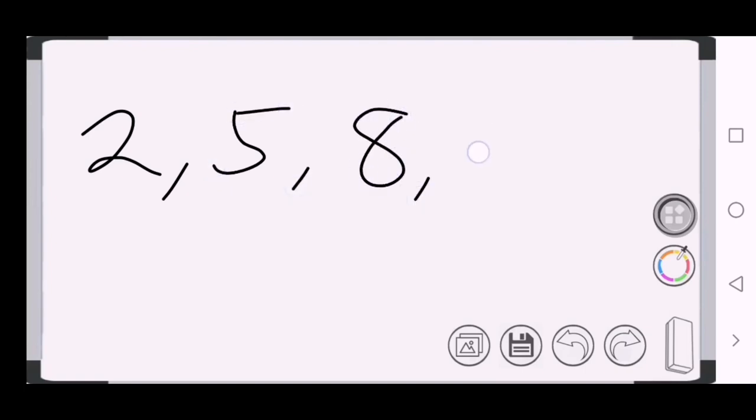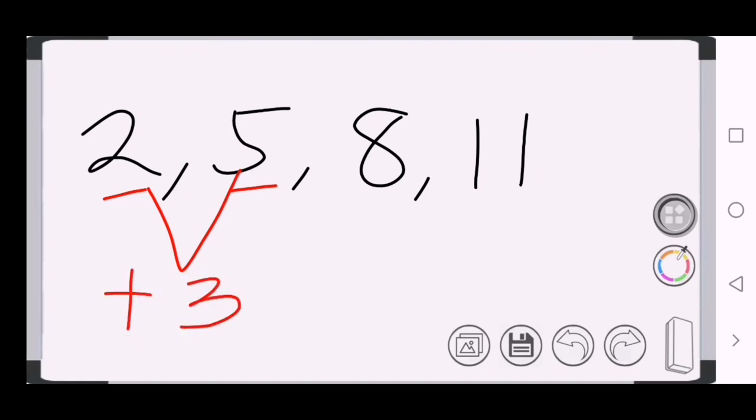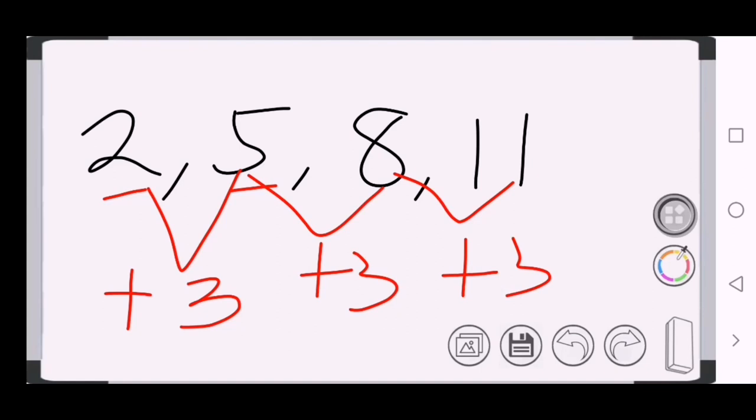For example, if I write 2, 5, 8, 11, what is happening between these numbers? How do we get the next number? From 2, how did we get 5? We see there is a difference. If we take 2 from 5, we get positive 3. 5 from 8, positive 3. 8 and 11, positive 3. So there is what we call the constant difference or the common difference.